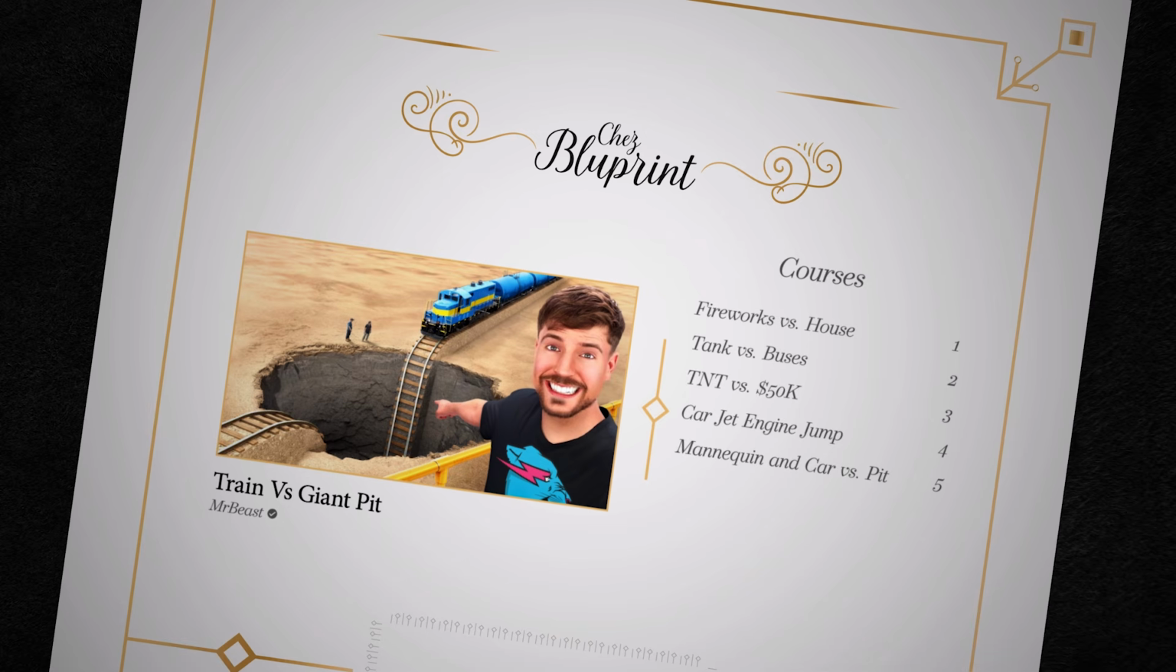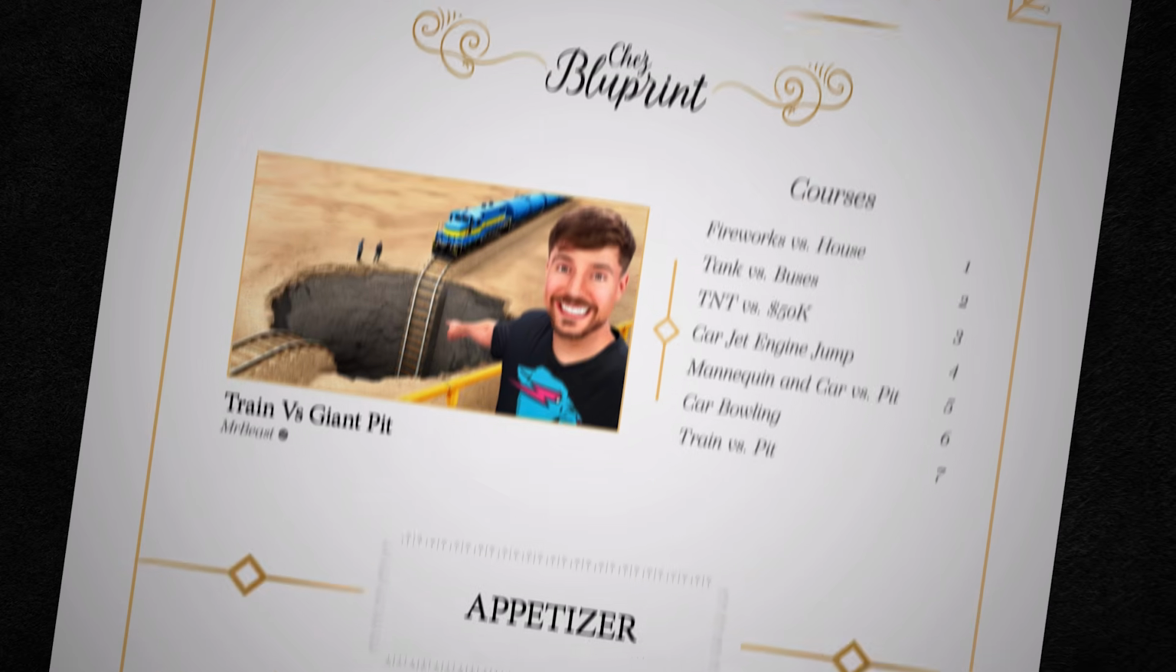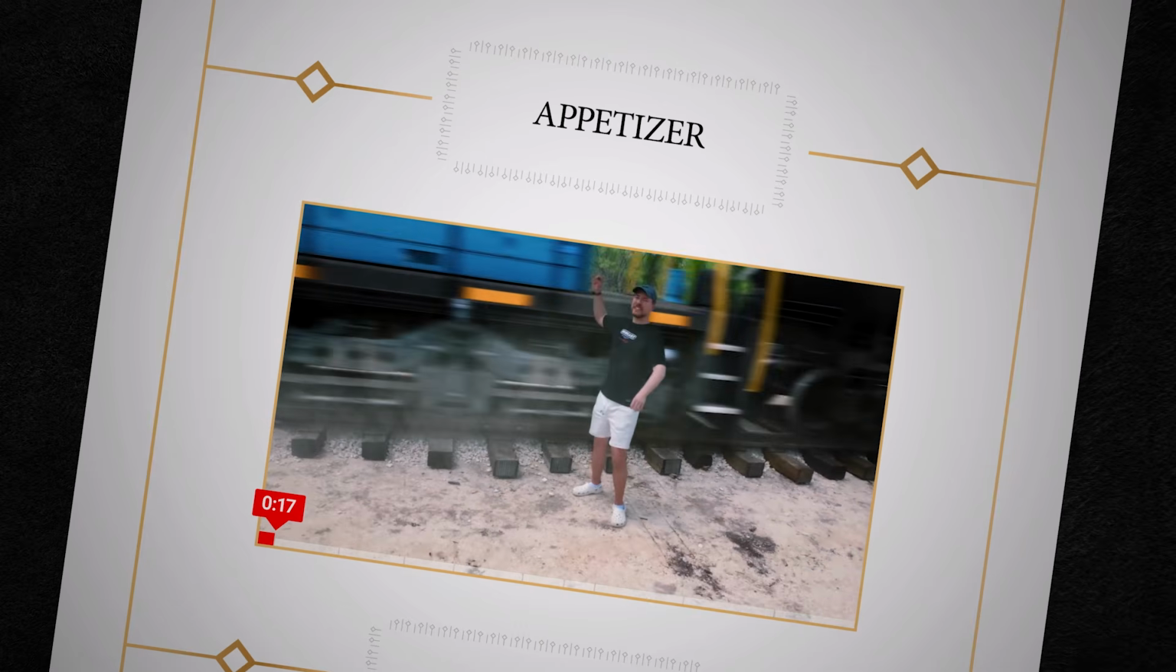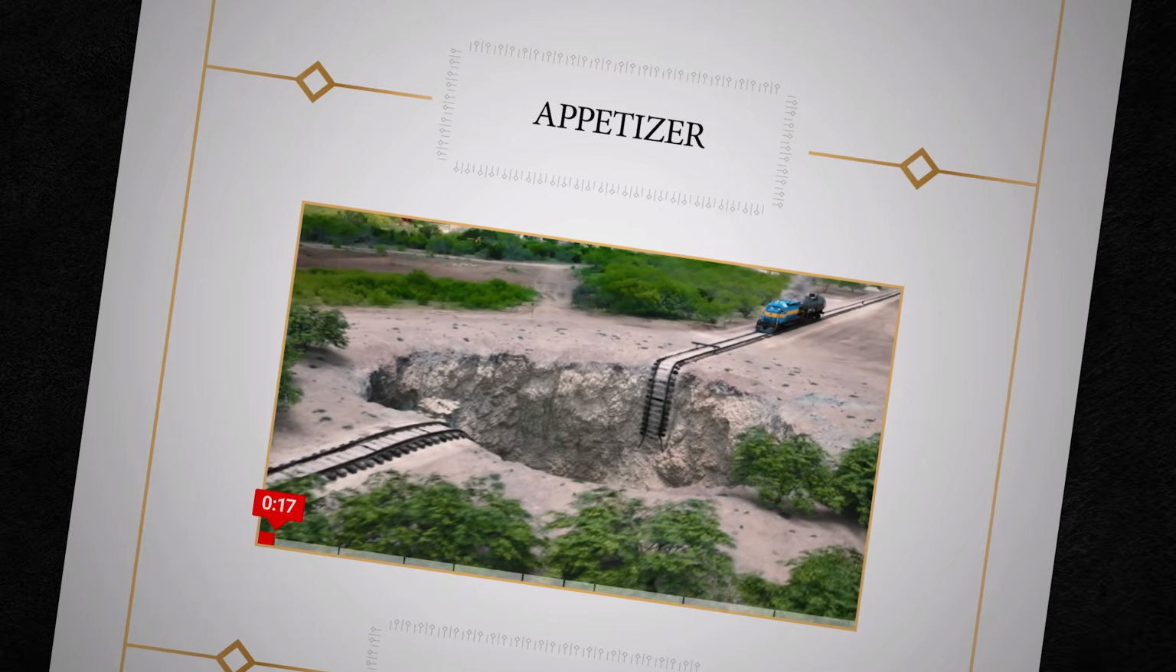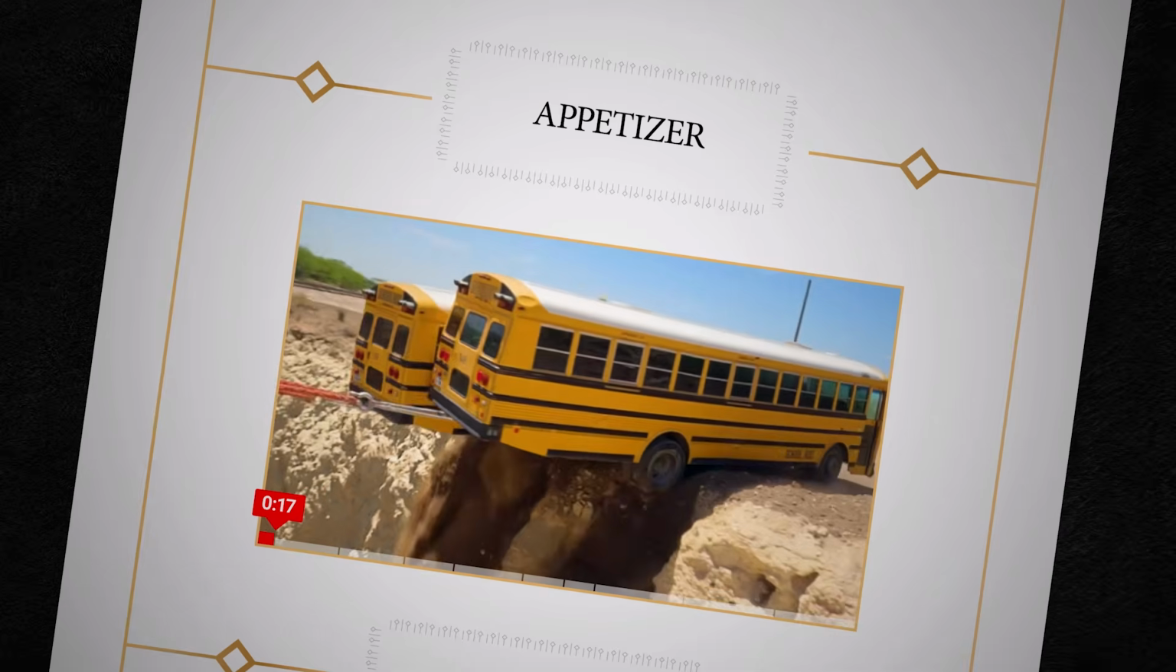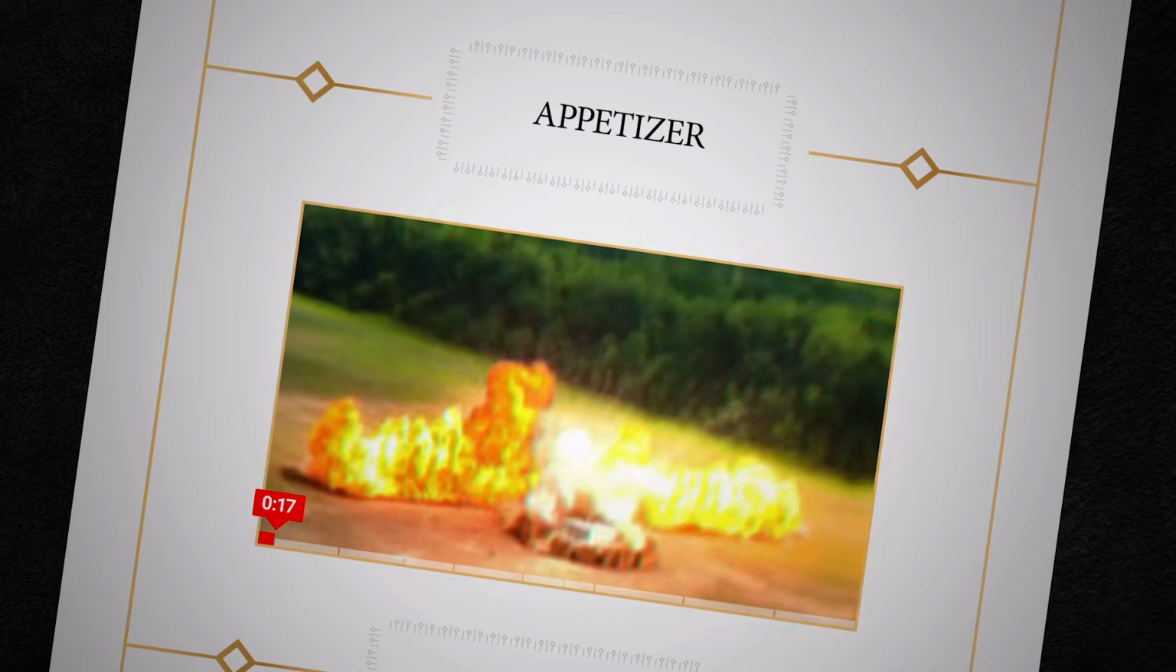Beast. It's train versus pit. And this video is actually a 7-course meal. In the first 17 seconds, we have an intro teasing the train and the pit, which is exactly what you clicked for. He's teasing that main entree, the big juicy steak. And then he starts teasing all the other courses coming up.